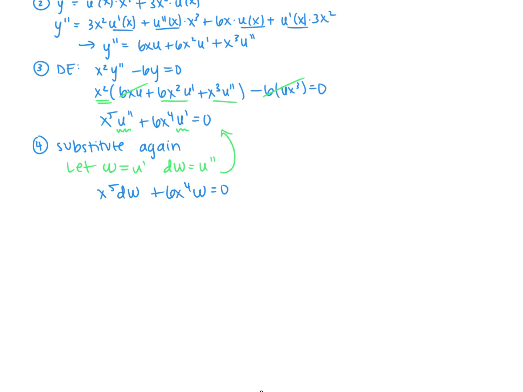We want to put this in standard form, so we're going to divide by x to the fifth. So that dw I can also write as w prime. Add 6 over x times w is equal to 0. Now our equation is in the form that we know how to solve. So we're going to have to remember back to all those solving methods. We can either treat this as a linear equation, or we can solve by separation. I'm going to treat this as a linear equation.